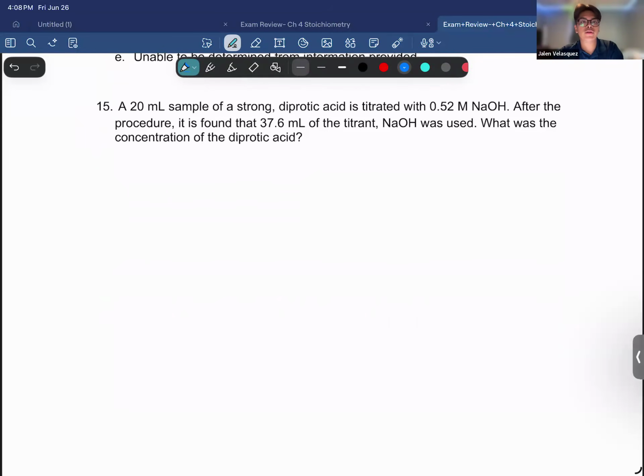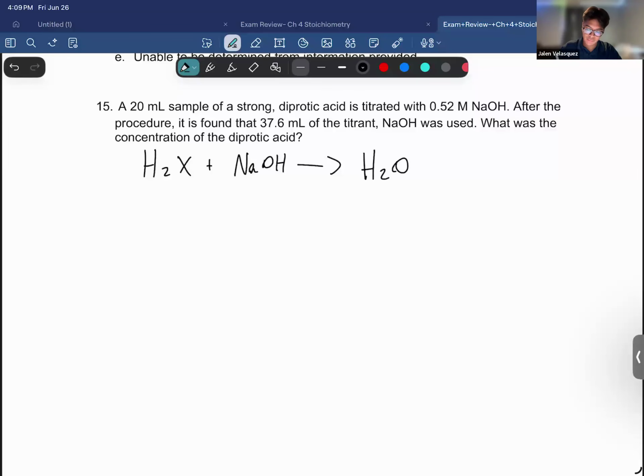15, this says a 20 milliliter sample of a strong diprotic acid is titrated with 0.52 molar sodium hydroxide. After the procedure, it's found that 37.6 milliliters of the titrant was used. What was the concentration of the diprotic acid? So we're going to go ahead and write our balanced equation. So we have an unknown diprotic acid. So we'll call that H2X plus NaOH gives you water and Na2X. And then you have to balance it.